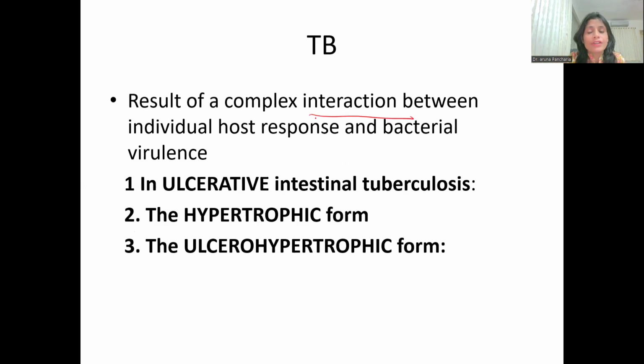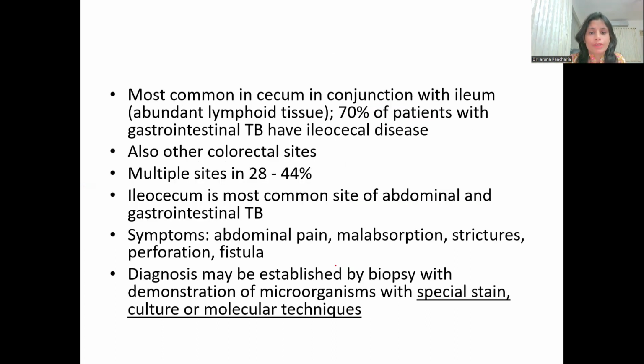So what is TB? It is a complex interaction between the individual host and the bacterial virulence. In detail, you will see your lecture. In the gross and microscopy, we find ulcerative and hypertrophic forms, because as the disease progresses, fibrosis develops. So ulcero-hypertrophic forms are seen in the gross as well as microscopy. The most common site is the ileum and the cecum, and multiple other sites may be seen. The symptoms are abdominal pain and malabsorption, and may be because of strictures and perforations.